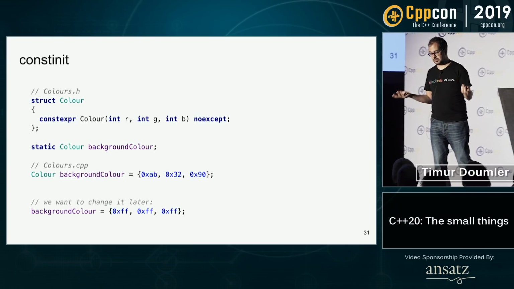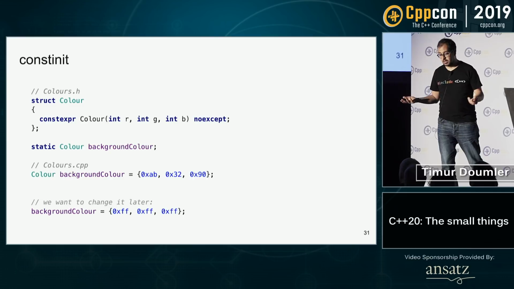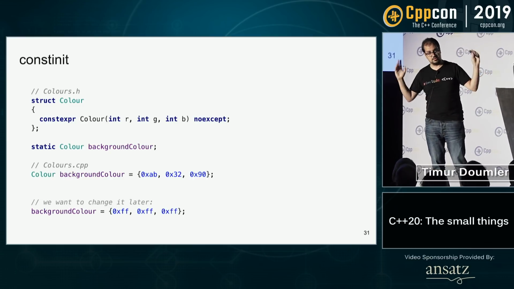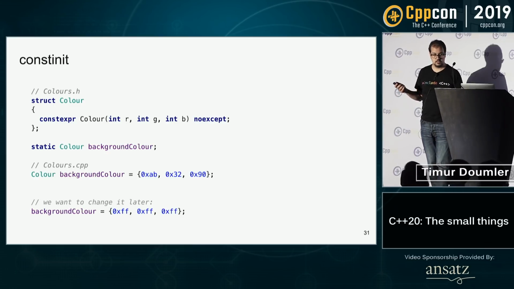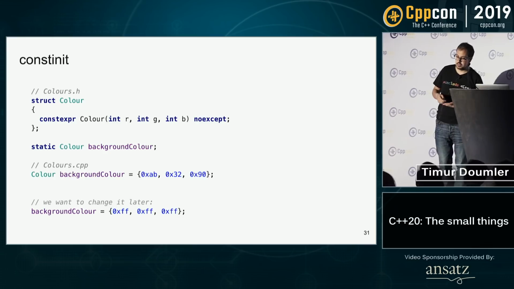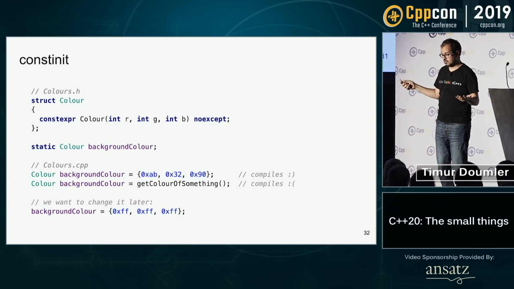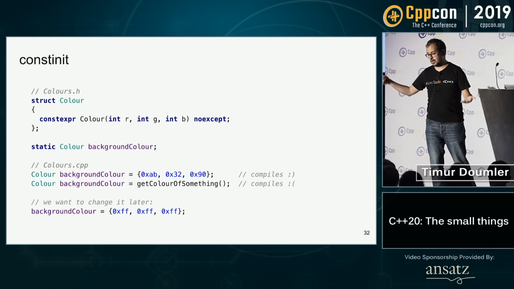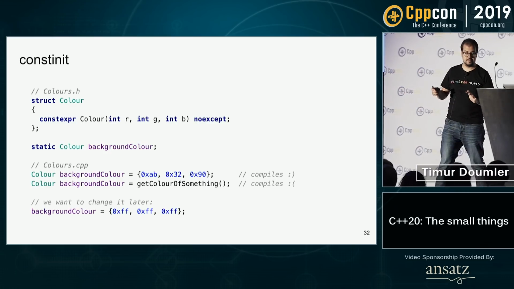So if it's a const_expr object, you can't later change the value because it's const. And if it's not a const_expr object, well, then you're back in the initialization order fiasco kind of thing. So in C++20, we have a solution for that, right? So here, if you write it like this, the problem is, if you initialize it with a constant, then it compiles. If you initialize it with something dynamic, it also compiles, but you're back in the problem.